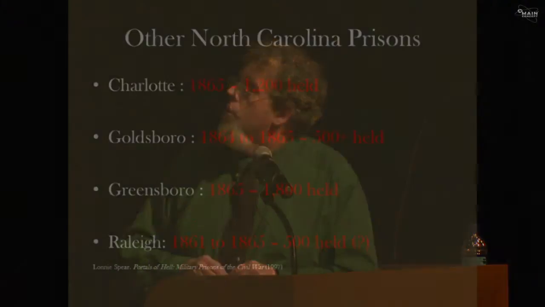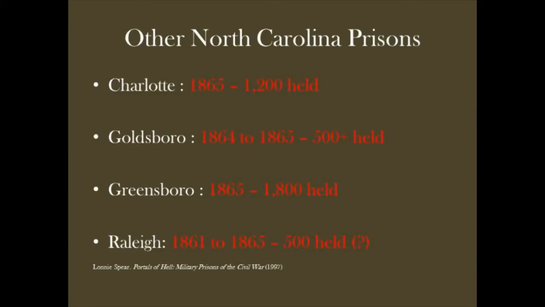There's also other prisoner of war camps as well. Now, one thing, if you take a look at Charlotte, Goldsboro, Greensboro, and Raleigh, what do you think is the one thing that ties all four of these sites together? Do we have any guesses? That's it. Absolutely right. There's our main rail line running through all four sites.